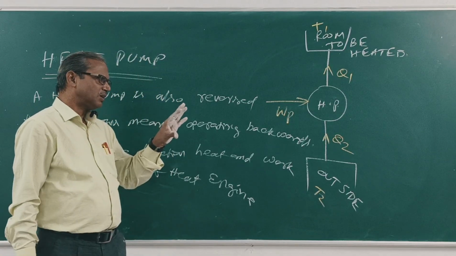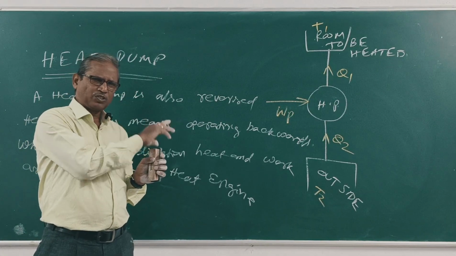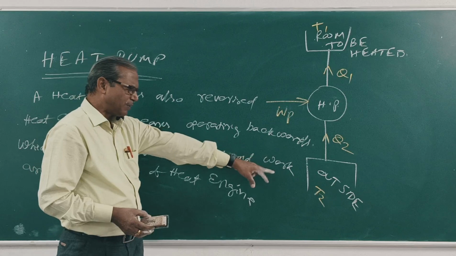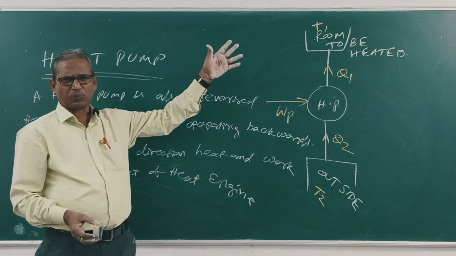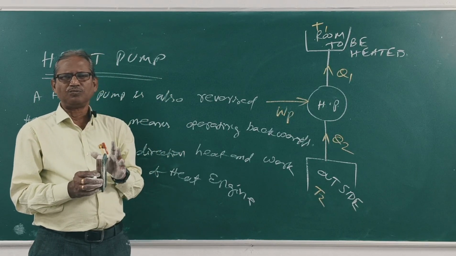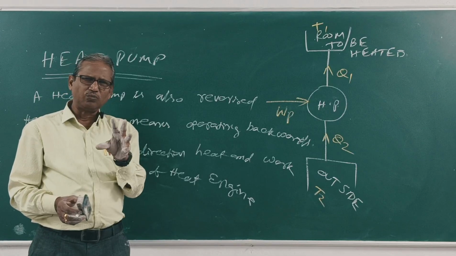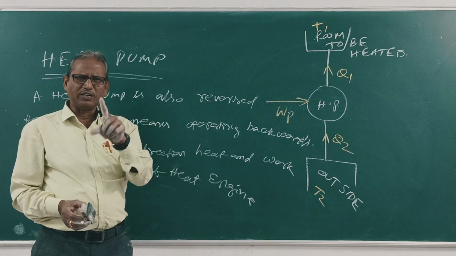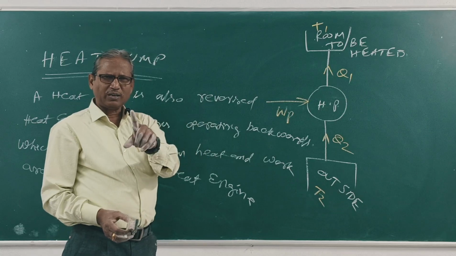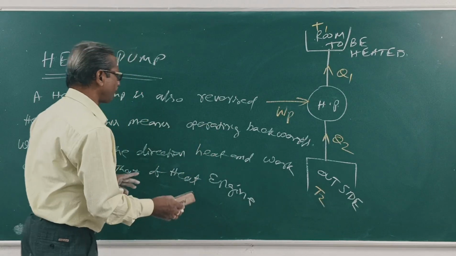But the function of refrigerator and heat pump are the same. That function is to extract heat from a cold body and throw it to the hot body. This function is also to extract heat from the outside cold surface and throw it to the heated room surface. But the desired effect of a refrigerator is to cool the room, but the desired effect of a heat pump is to heat the room. Clear? The amount of heat Q2 extracted from the room is the desired effect for a refrigerator. But in case of heat pump, the amount of heat Q1 which is supplied to the room to be heated is the desired effect. Right?